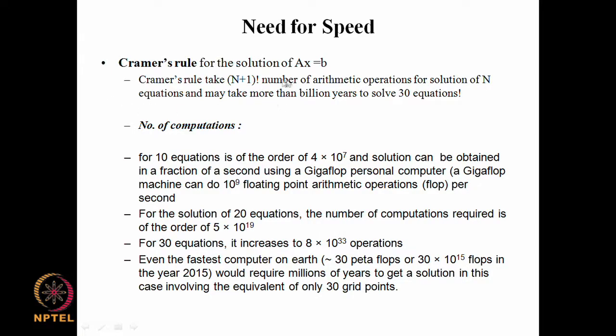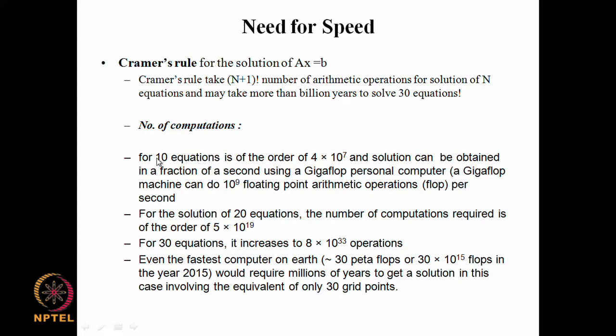Okay. Now what does this actually mean? If you have 10 equations, then n plus 1 factorial is of the order of 4 times 10 to the power 7. It looks like a large number, but these days we have computers which are very fast. For example, you can have a gigaflop personal computer. 1 gigaflop is a machine which can do 10 to the power 9 floating point operations per second. Floating point operations are arithmetic operations like division and multiplication, and it can do 10 to the power 9, 1 billion of them per second.